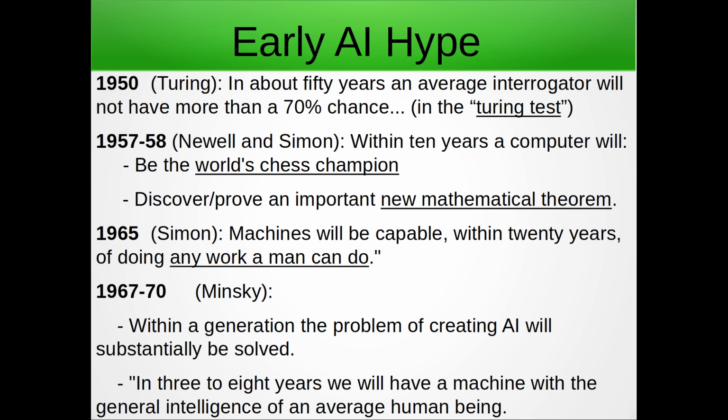According to these guys, by 1985, any work a man can do, a machine could do. Or in the 70s, it was said that within a generation, the problem of creating AI will substantially be solved. They said in 1970 that in 3 to 8 years, so before 1980, they would have a machine with the general intelligence of an average human being. There were lots and lots of promises floating around, of hype about this exciting new discipline where many, many brilliant minds were working.